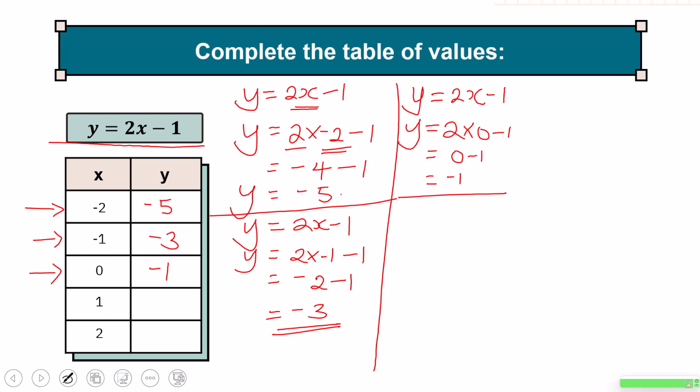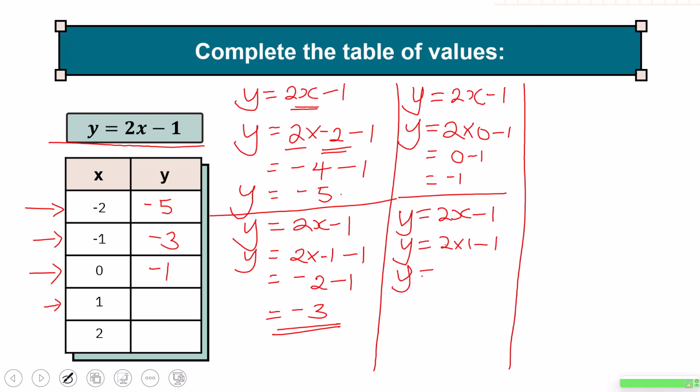We continue to generate the next y value, and we are still using our equation y is equal to 2x minus 1. Our next x value is 1, so we shall put 1 where there is x. So we shall have y equal to 2 times 1 minus 1, and y is equal to 2 minus 1, because 2 times 1 is 2. So finally our y is going to equal to 1. We put our 1 here.